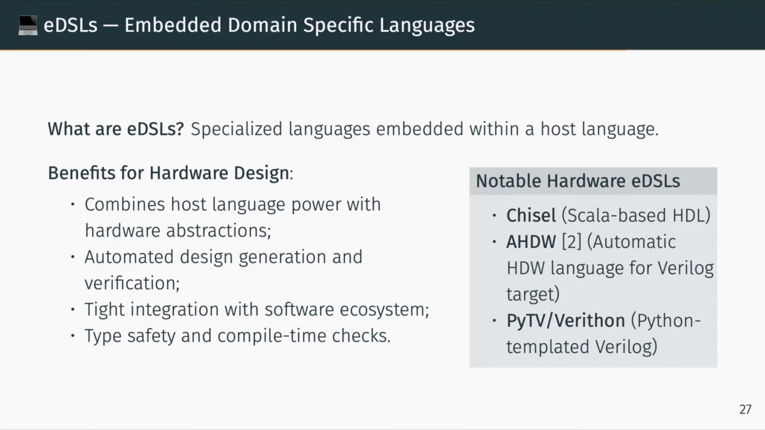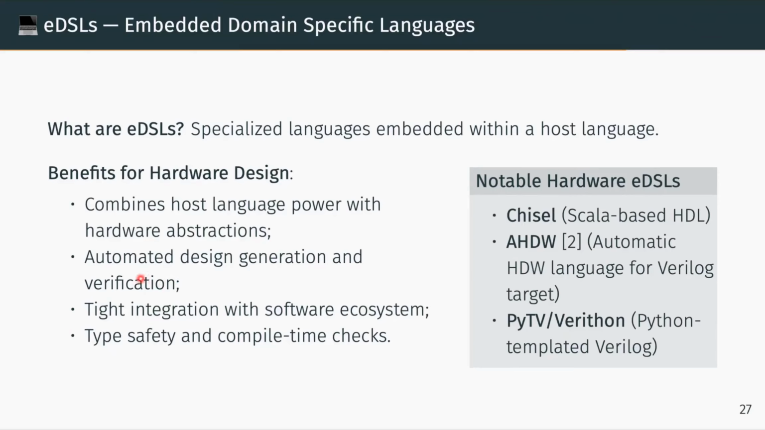So let's put away the AI tools. There are also embedded domain-specific languages. These are specialized languages embedded within a host language. Because with Verilog, it's very difficult to get it parameterized. When the matrix dimension changes, our design has to be changed. So that's very bad. So we can combine the host language's power with the hardware abstractions. We can calculate some things in Python, for example, and then pass the value into the Verilog code. That will be interesting, especially when we want to scale it up.